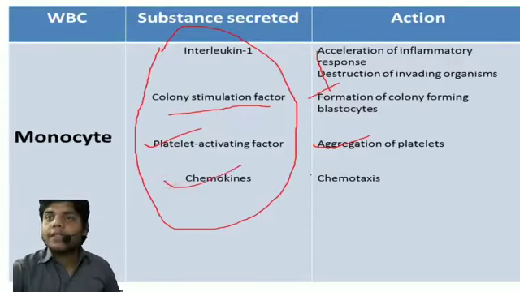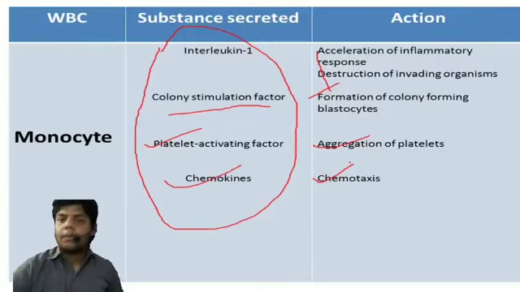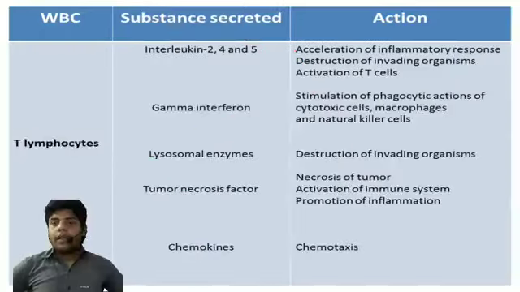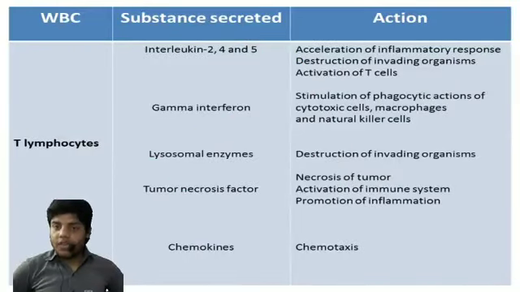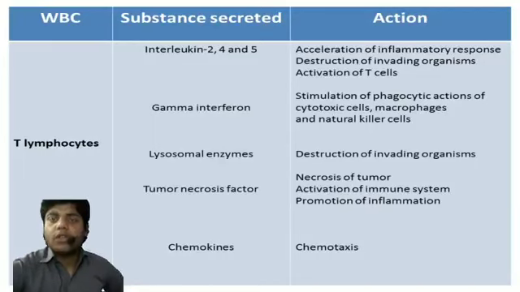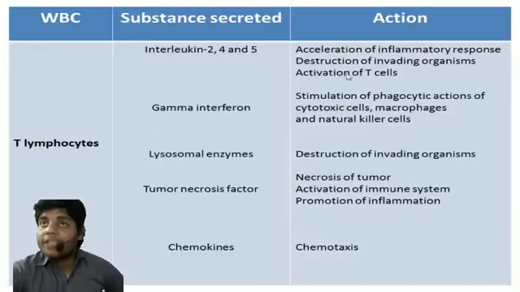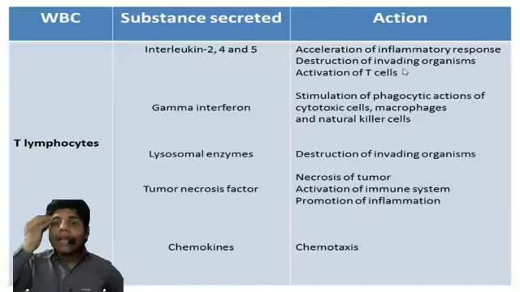Next we have chemokines. What is the function of these chemokines? They can cause chemotaxis, means call upon the other cells. Next we have T lymphocytes. Now what kind of substances are secreted from the T lymphocyte? So T lymphocytes usually secrete interleukin 2, 4 and 5. And the actions of interleukin 2, 4, 5 are the acceleration of inflammatory responses, destruction of invading organisms, and they are also responsible for the activation of T cells. Okay, this kind of thing.